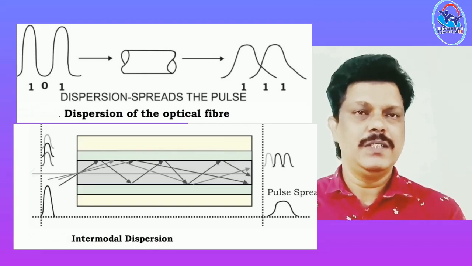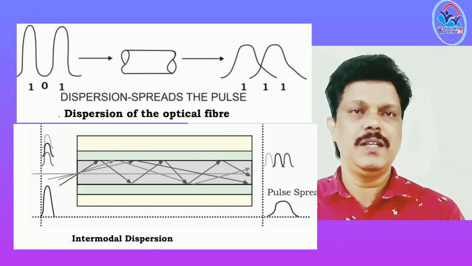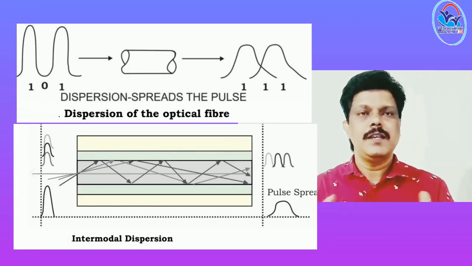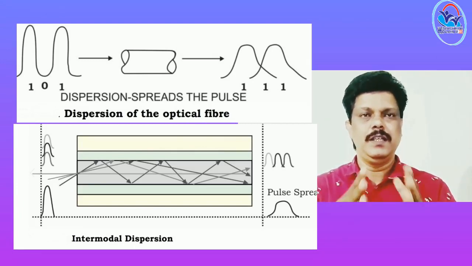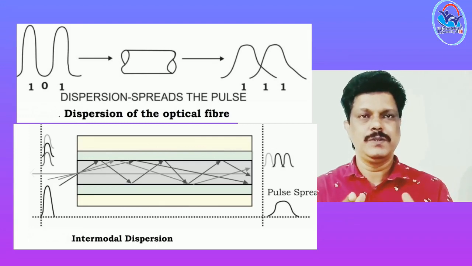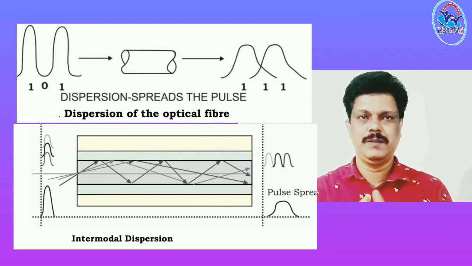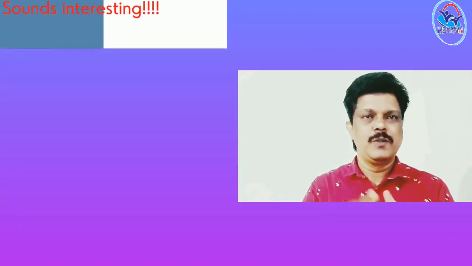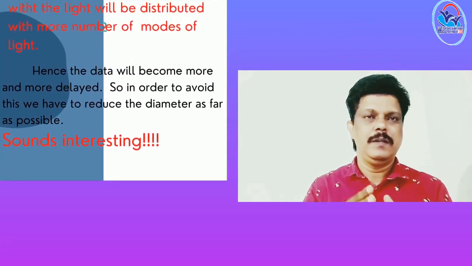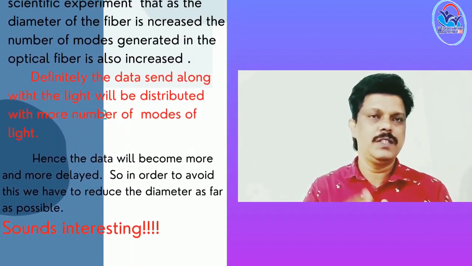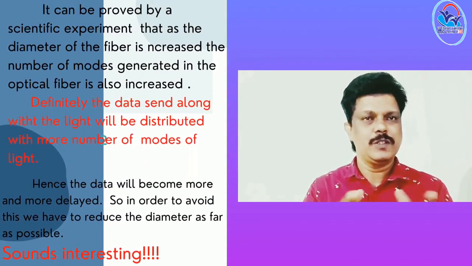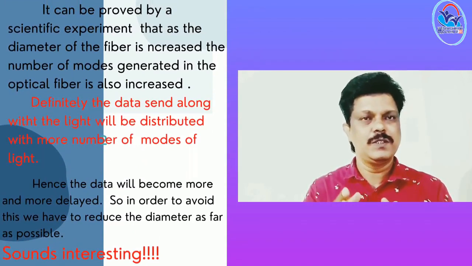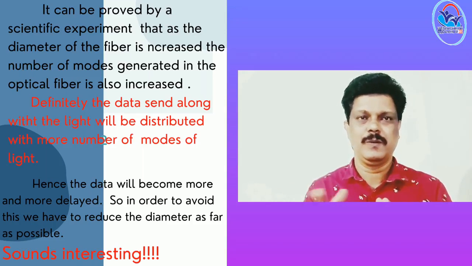In order to avoid these, we have to reduce the diameter of the core. It is scientifically proven that if the diameter of the core is reduced, the number of modes getting into the core will be reduced. As we studied, as the number of modes increases, the data which goes along with these modes will get more spread because all those modes take wider paths. So the pulse spreading also will be more.